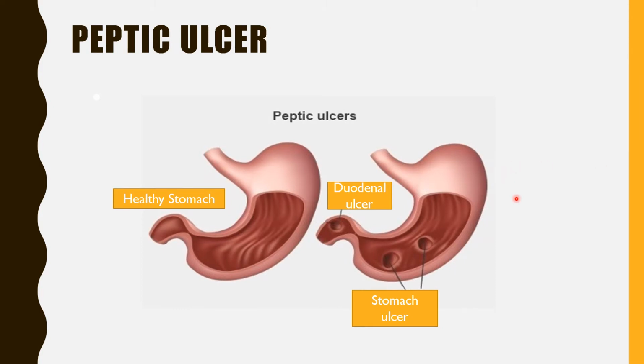Next, as in case of peptic ulcer, there is upper abdominal pain, that is central upper abdominal pain. So you can see the healthy stomach here and another lining in case where you can find duodenal ulcer and some stomach ulcer. So these duodenal ulcer and stomach ulcer are referred to as peptic ulcers.